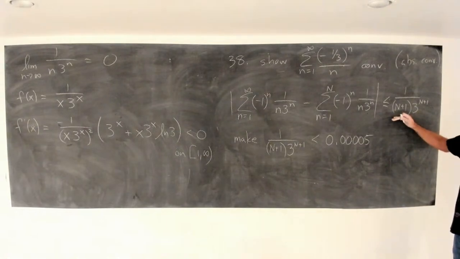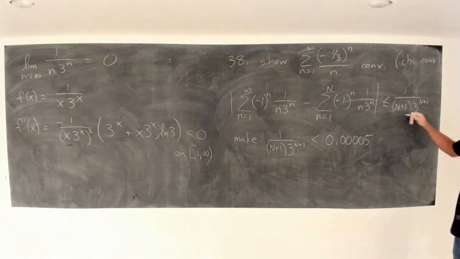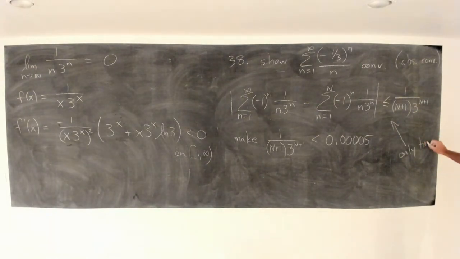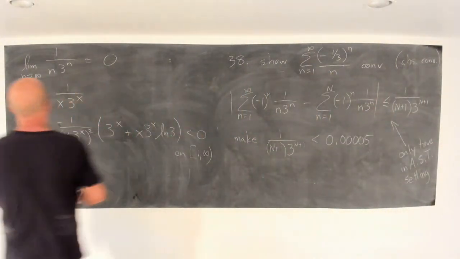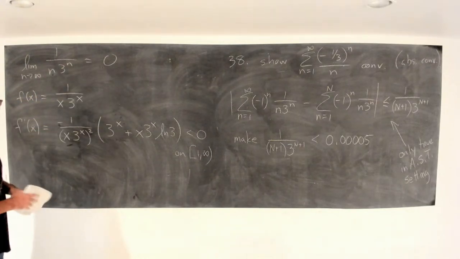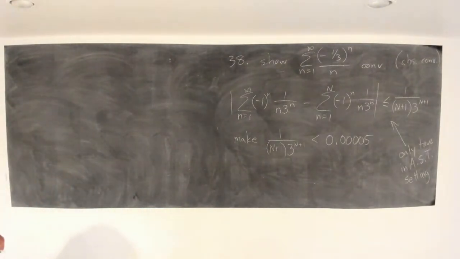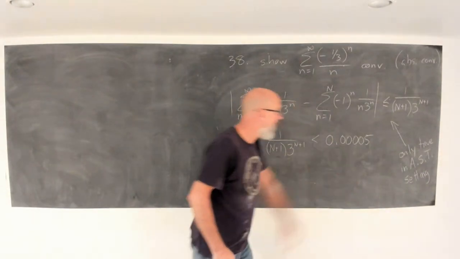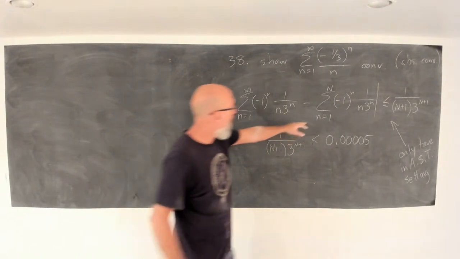Because this inequality is only valid if the hypotheses of the alternating series test are satisfied. This is only true in an alternating series test setting. Not true in general, not true otherwise, only true if your series is alternating, decreasing to zero. And there you have it, right? You have to figure out for what value of n this is less than that. And we, of course, want the smallest value of n because we are lazy and we don't want to add too many terms.